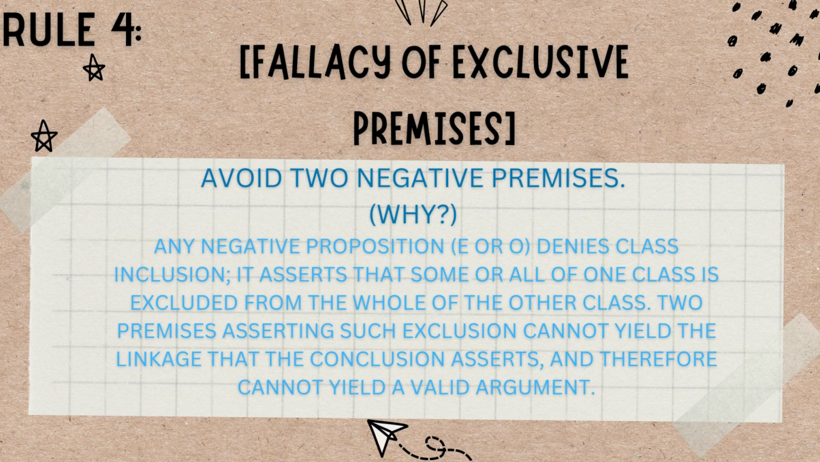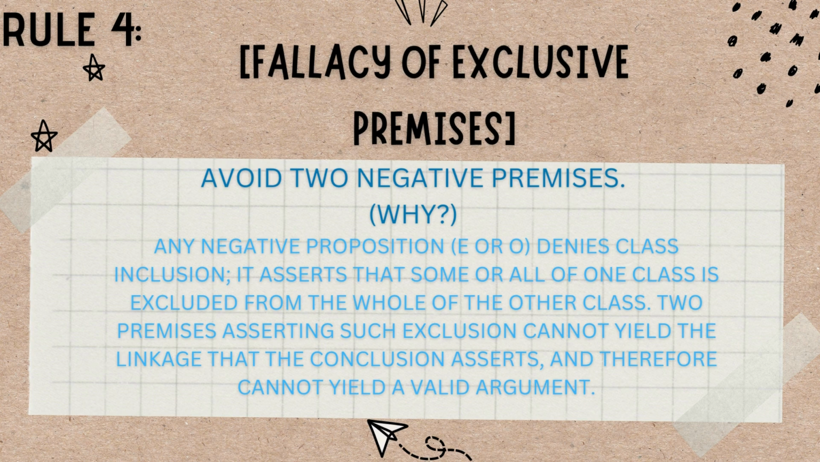So let's take the fourth rule, which is the fallacy of exclusive premises. What does this fallacy mean? Avoid two negative premises. But why? Any negative proposition, E or O, denies class inclusion. It asserts that some or all of one class is excluded from the whole of the other class. Two premises asserting such exclusion cannot yield the linkage that the conclusion asserts, and therefore cannot yield a valid argument. That's why we need to avoid two negative premises.